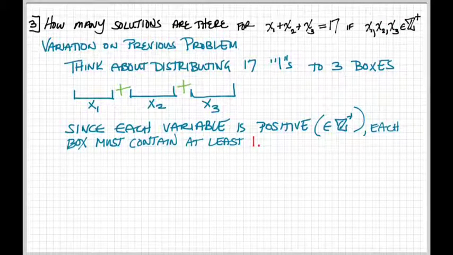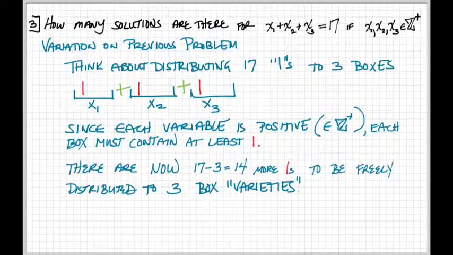So let's just make it happen by putting a 1 in each box. There's only one way to do that. That's not going to add any options in terms of how we fill the boxes. But if we put 3 ones in the boxes, 1 in each, that means there are 14 ones that remain to be freely distributed between the three varieties.